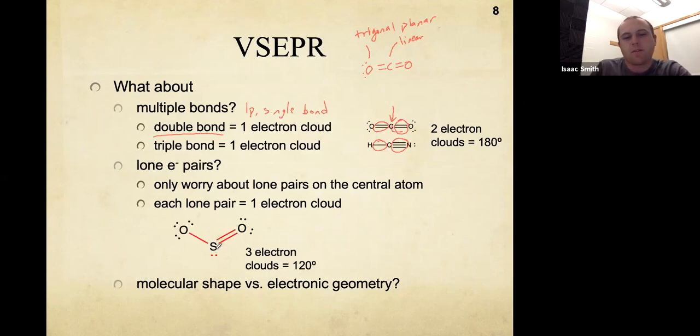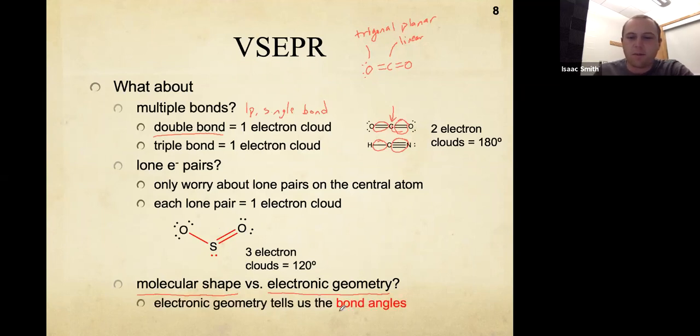So here's another example, sulfur dioxide. There is 3 electron groups around this sulfur. So this would be a trigonal planar electron geometry. And there's 120 degrees between those electron groups. So I've thrown out two different terms. There's electronic geometry or electron geometry, and then there's molecular shape. Electron geometry is only concerned with bond angles and has to do with the number of electron clouds. Okay.